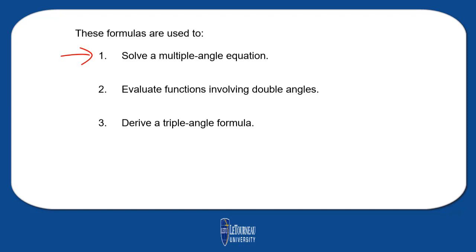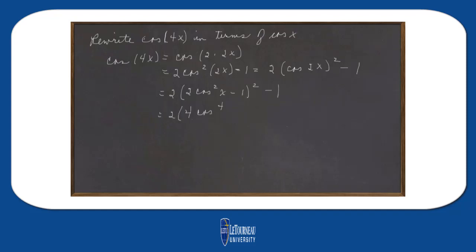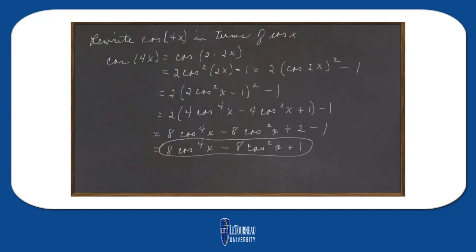Now, let's derive a triple angle formula and see what we get. Let's rewrite the cosine of 4x in terms of the cosine of x. Cosine of 2 times 2x is 2 cosine squared of 2x minus 1. All right, and so then we square what we get, and notice this huge equation that we're getting here, and we've expanded it.